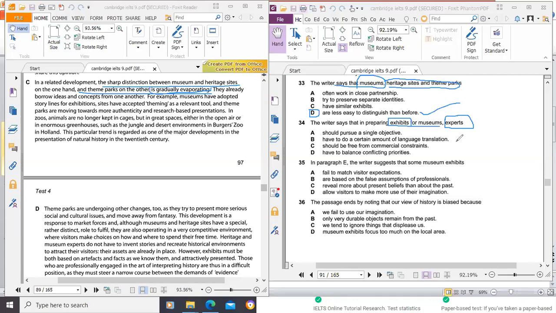All right, this is very interesting. Yeah, this question is particularly interesting. So let's look for the words exhibit and museum. This is museums. Okay, these are exhibits. Okay.